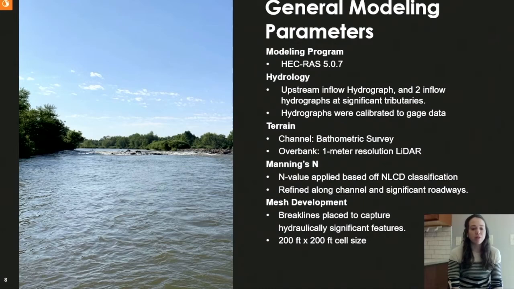A 200 foot by 200 foot cell size was used to generate the 2D mesh, and the mesh was refined by placing break lines to capture hydraulically significant features and to define the stream channel. Orienting cell faces so that they were perpendicular to the flow helped reduce irregularly high velocities in the model.